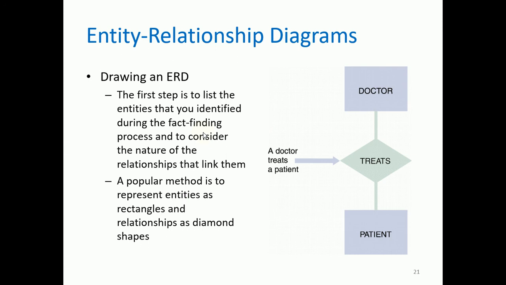A popular method is to represent entities as rectangles and relationships as diamond shapes. For example, the documentation says a doctor treats a patient. You identify the doctor and patient as entities. Again, an entity can be a place, thing, or person that has data. For doctors, you will have data on who the doctors in the hospital are, and for patients, a list of patients in the hospital. Since the sentence reads doctor treats patient, treats is the relationship. Relationships are written in verb form.